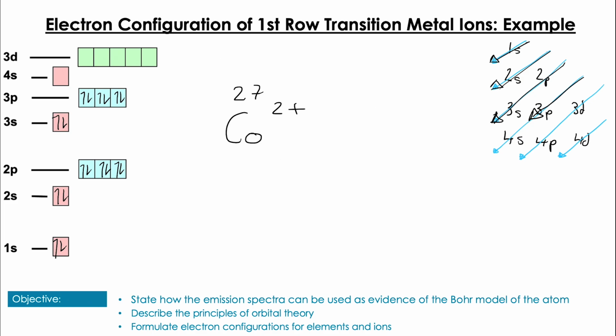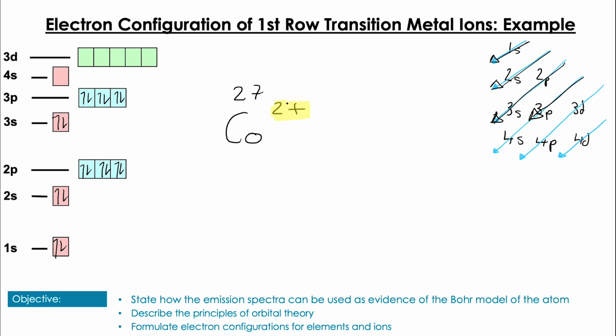Now, when we want to write ions of the transition metals, we have to be careful. We have to always remember that that 4s orbital is actually the highest energy, and so we're always going to remove electrons from the 4s shell before the 3d shell. So we can have a look at cobalt for an example, which is 2+ here.